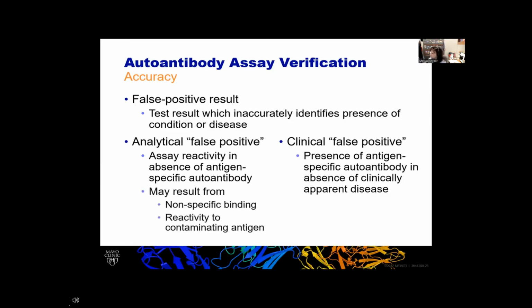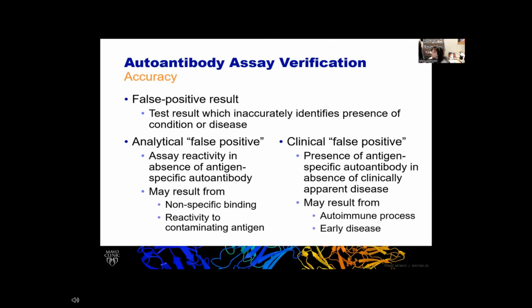What could cause an analytical false positive? It's difficult to say. Maybe there's some nonspecific binding. Maybe there's reactivity to a contaminating antigen that's present within the assay. But basically, there's something that is giving you reactivity that you are detecting, even though the patient doesn't have the autoantibody of interest. Whereas a clinical false positive, the patient has that autoantibody.